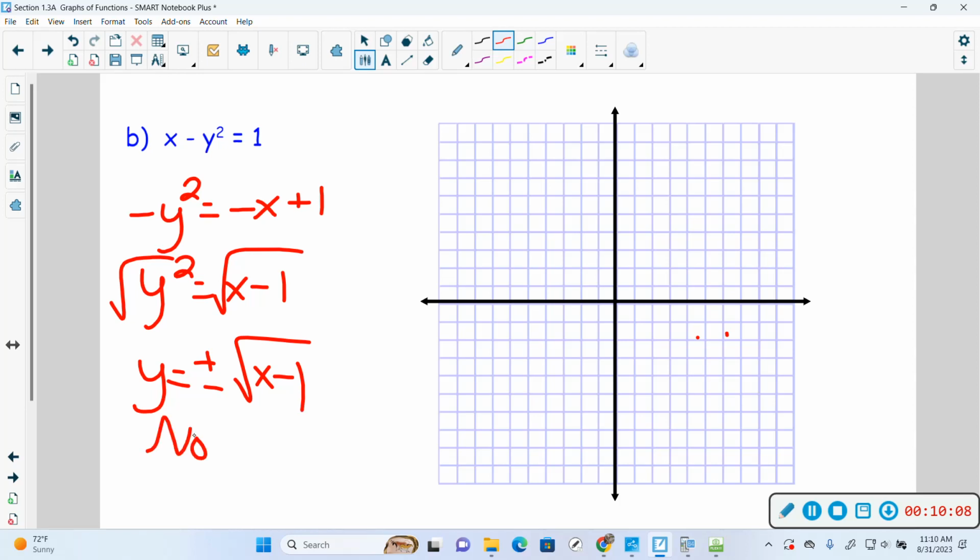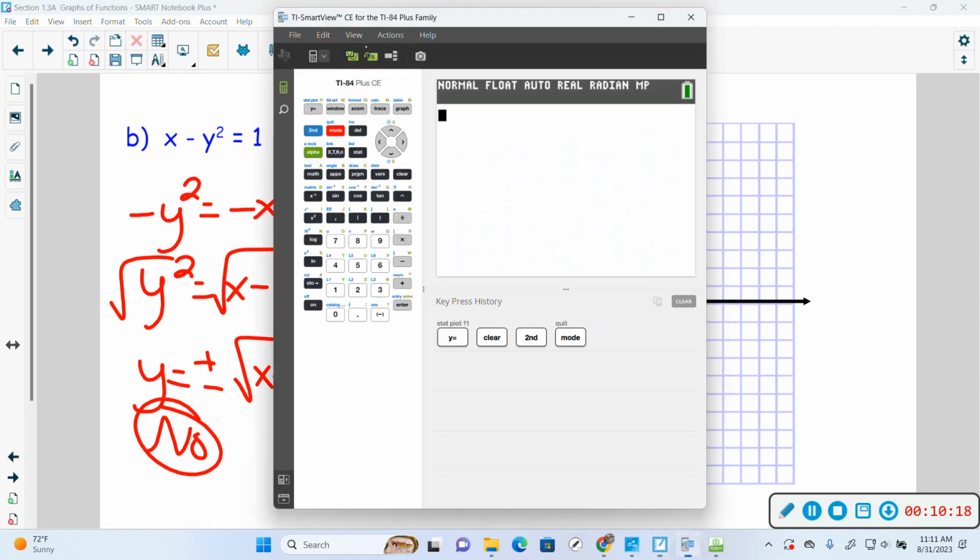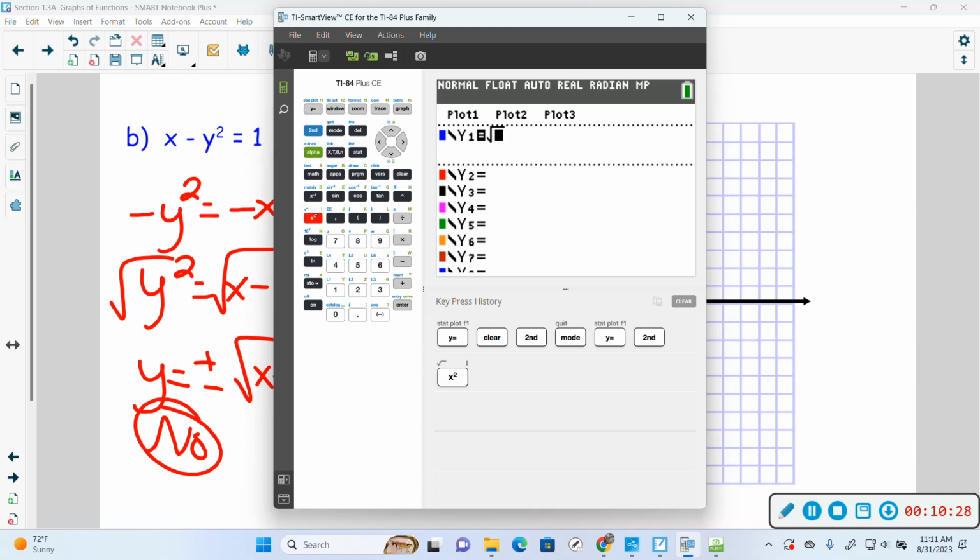But this is really more of a calculator practice situation to get the graph on here, okay? So you don't have to graph it by hand. We can still use our calculators. So let me pull it up here. When you type it in your y equals, you're going to have two equations in here. You're going to have just the positive one. I'm not putting a positive symbol. I'm just typing in the square root of x minus 1.